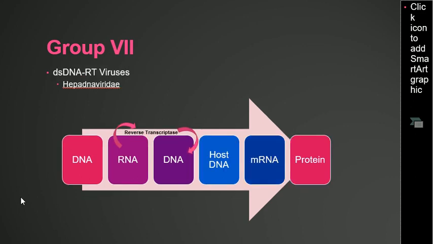Group 7 is also going to be different. It's double-stranded DNA-RT again, so reverse transcriptase viruses. These include hepadnaviridae. One of the viruses you'd find in this family is hepatitis B. This one's also strange. Since it's double-stranded DNA, it could just go straight into the host, but what you need to know is that this DNA has a gap in it. So it's a bit different. This DNA will first be converted into RNA. This RNA will use reverse transcriptase to become DNA, and then it becomes integrated in the host and is transcribed into mRNA and then translated into protein. So that's how hepatitis B would replicate.